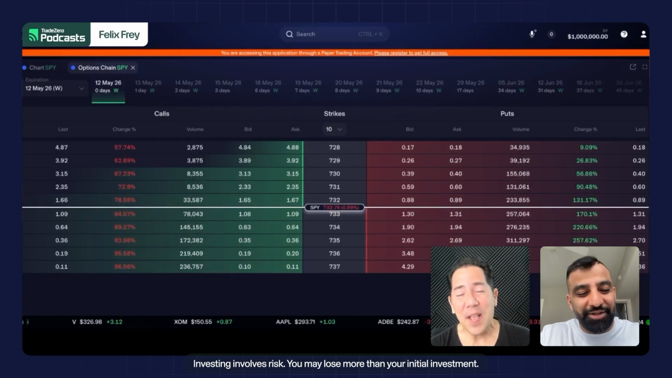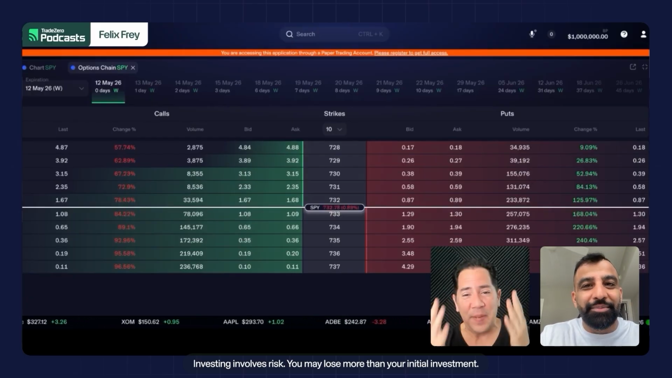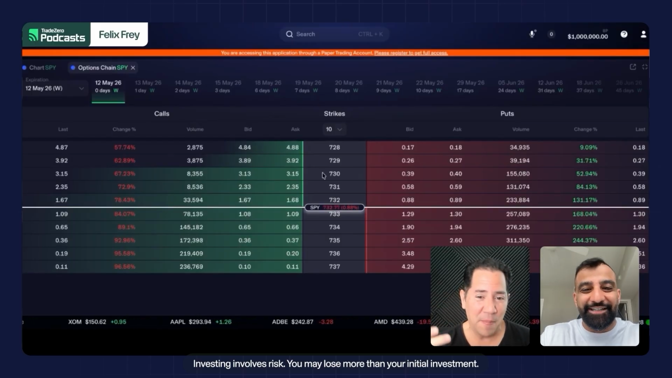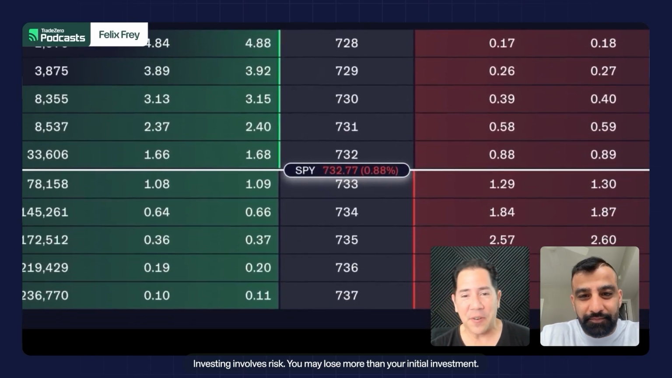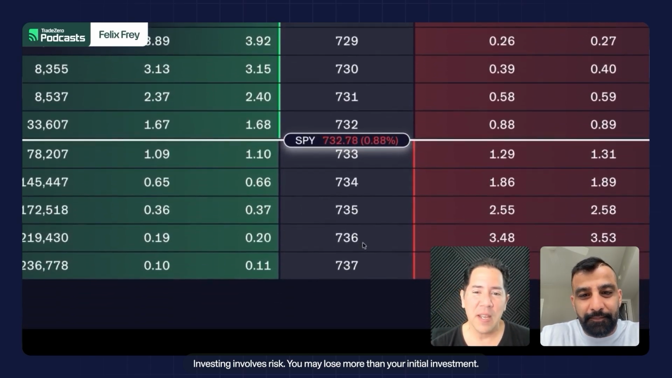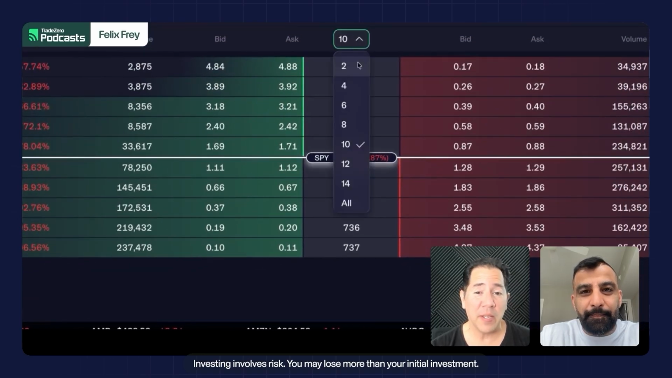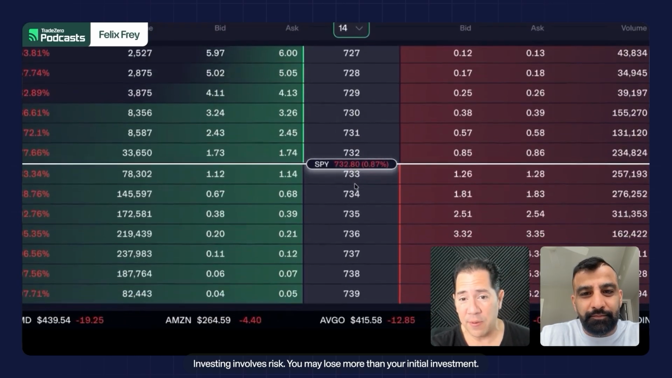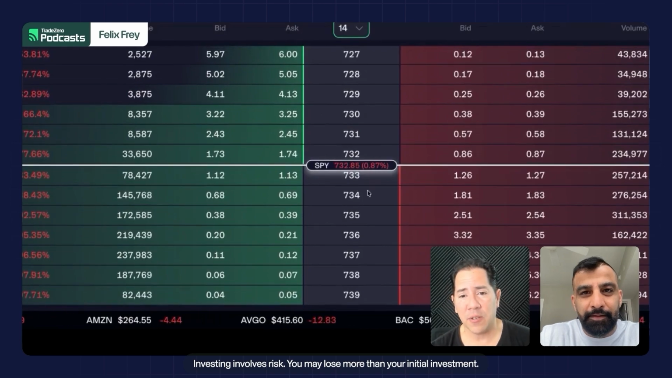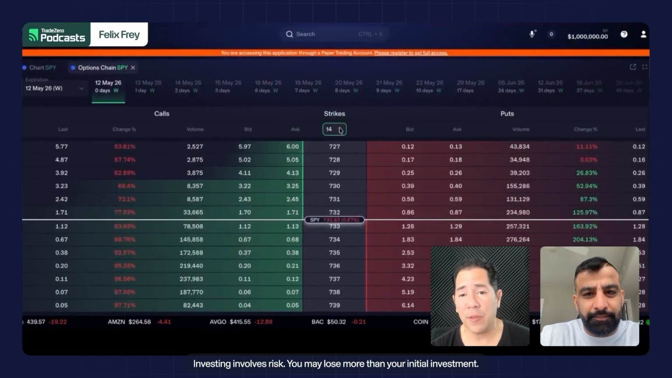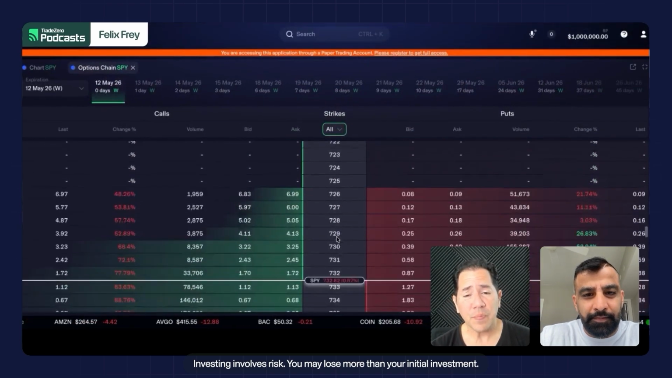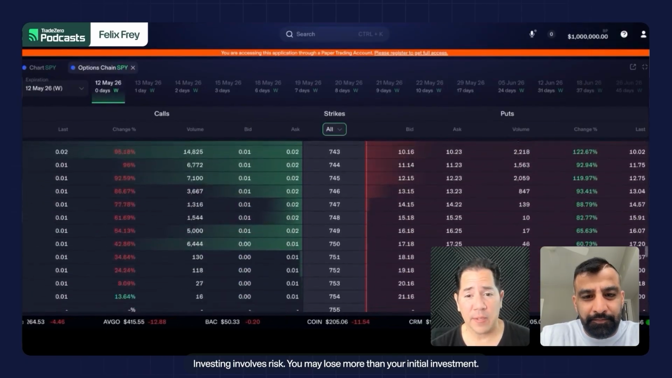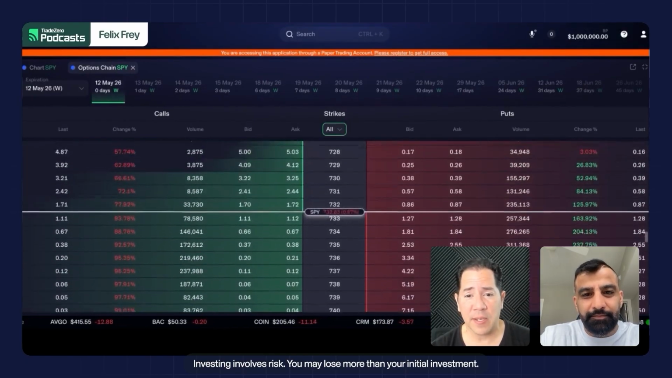Tell me what I'm looking at here now. All right, so strikes down the middle. You have strikes going up, and if you go all the way down the screen, strikes going down. You can shift it. They're always going to tell you where the SPY is right now, so you see the SPY right in the center there. You could expand the strikes higher, 20, 30, all, and then you'll get everything all the way to the way upside, way downside.